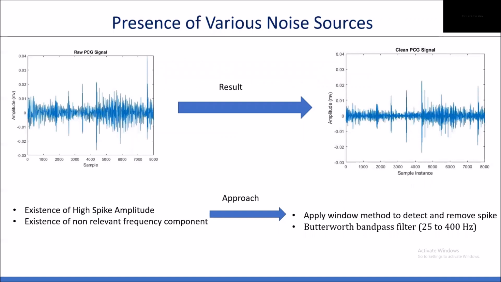To solve the problem of the presence of various noise sources, we first analyze the noise data. We found 2 types of noise. One is the high spike amplitude and the other is the non-relevant frequency component. To remove the high spike amplitude, we apply a window method to detect and remove the global high spike amplitude. Then we made a bandpass filter to pass only the relevant frequency component.